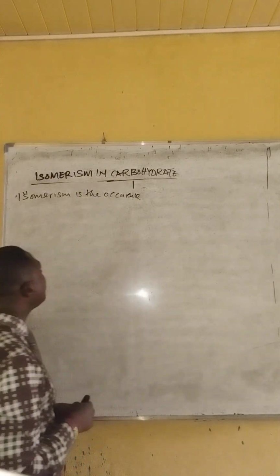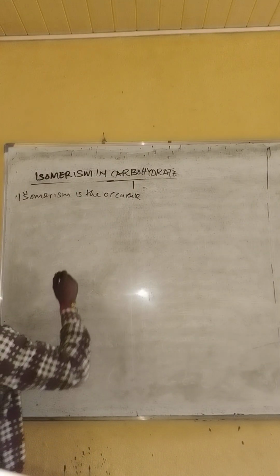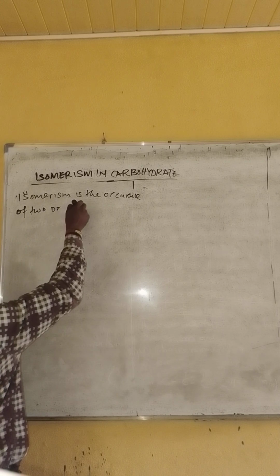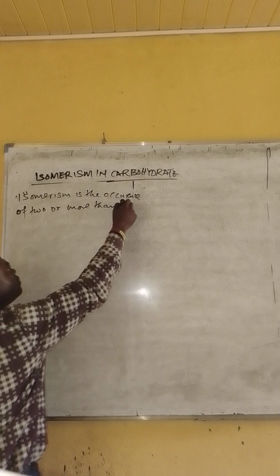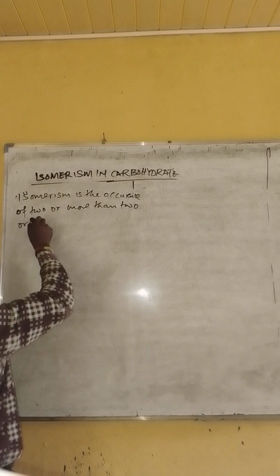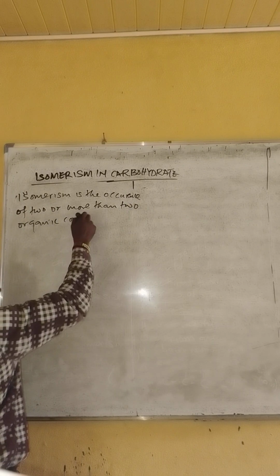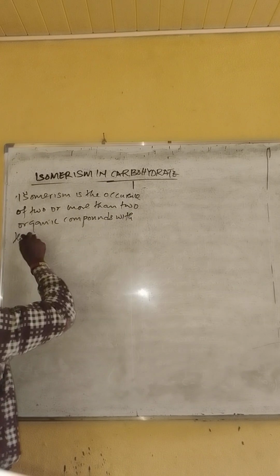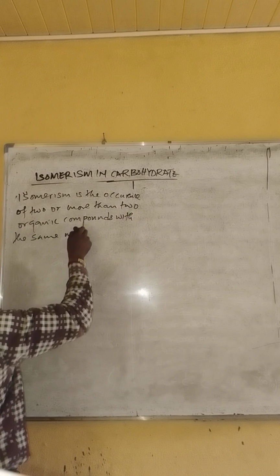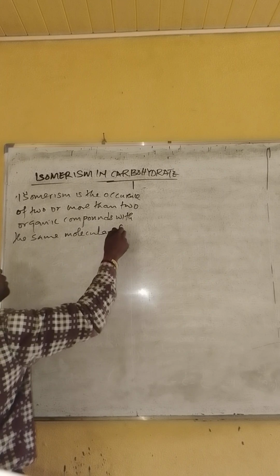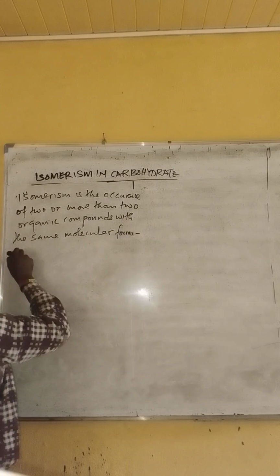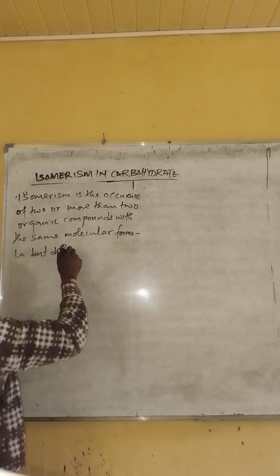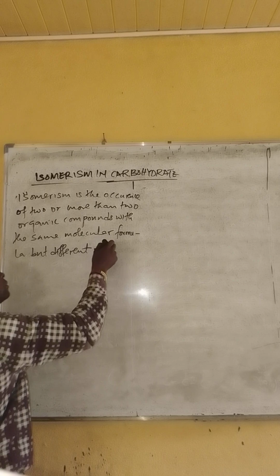So we want to look at isomerism in carbohydrates. Isomerism is the occurrence of two or more than two organic compounds with the same molecular formula but different molecular structure.